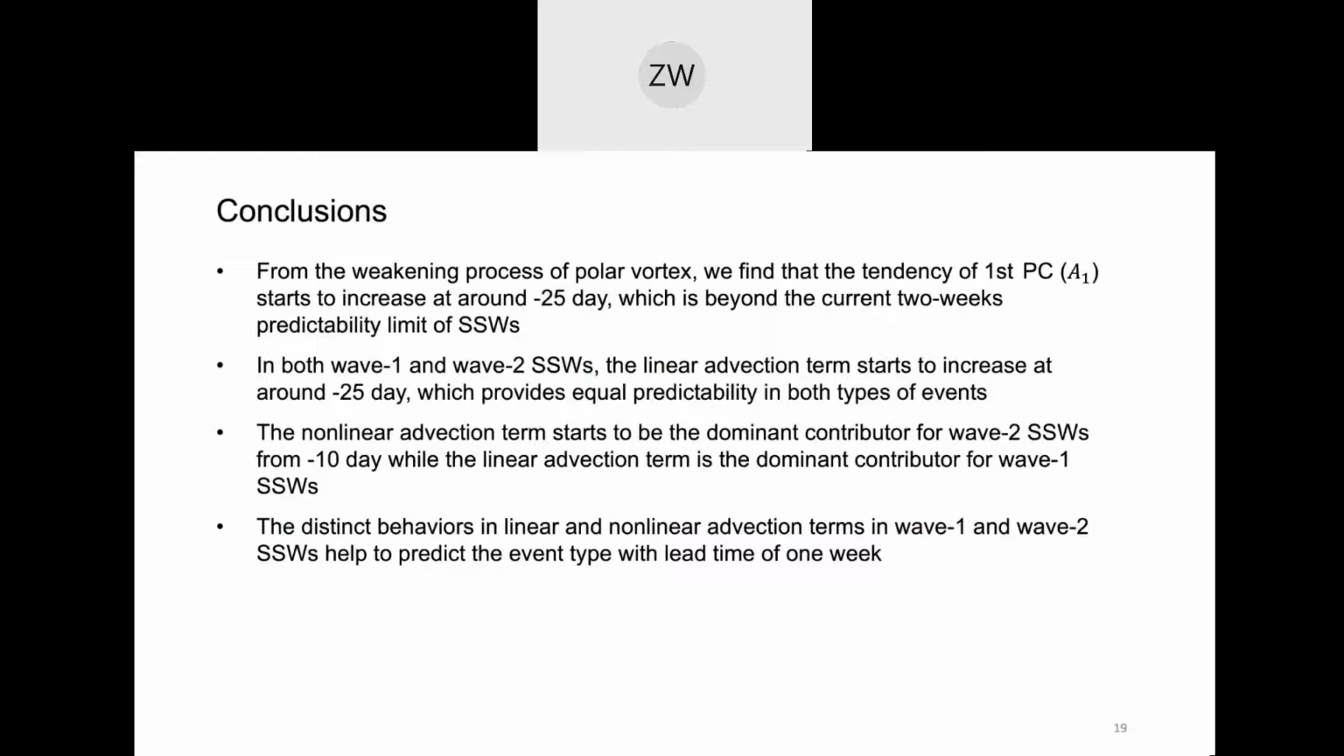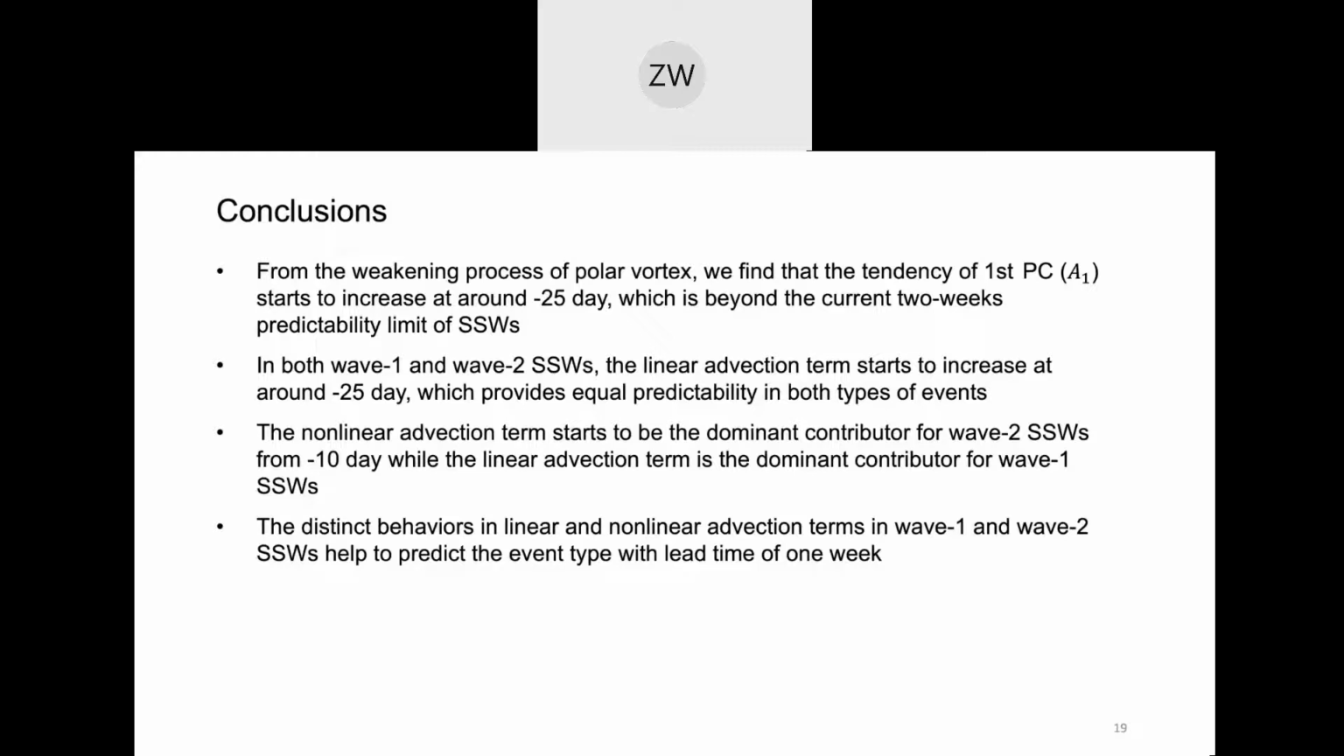Now, coming to the conclusion of this study. By using the mode decomposition diagnosis, we are able to find the signals of the PC1 tendency starting to increase at around 25 days before the events, which is beyond the current 2-week predictability limit of SSWs. And at the same time, in both wave number 1 and wave number 2 SSWs, the increase of the PC1 tendency is mainly contributed by the linear advection term, which provides equal predictability in both types of events.